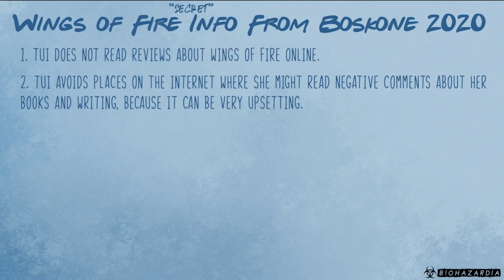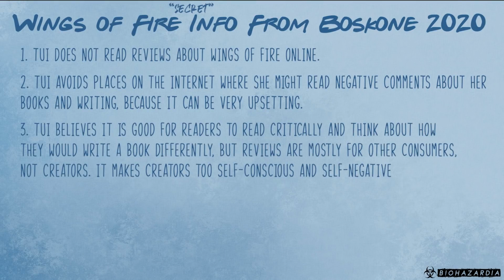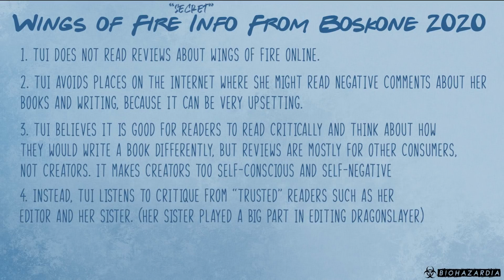such as Twitter. She believes that most criticism of books is there for the readers, and she thinks it's good for readers to have critical conversations among themselves. For example, she thinks it's good that people think about how they would write a book differently, what they wish the author had done, how they think their writing should be instead of the author's. However, Tui can't change the books that she's already written, so she primarily only pays attention to critique from her editors and other trusted readers like her sister.